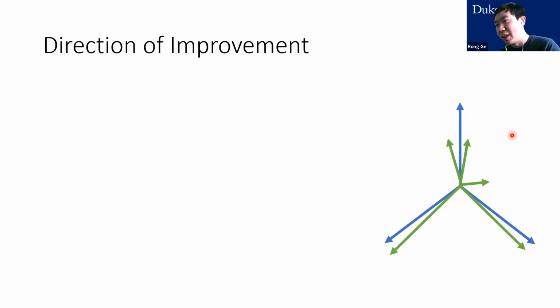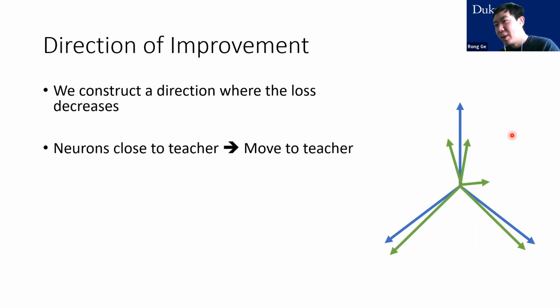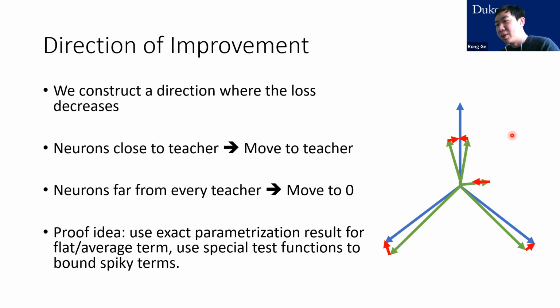So the only thing I'm going to say next is the proof basically constructs a direction of improvement. We construct a direction where if we move in this direction, the loss will decrease. So if a neuron is close to a teacher neuron, we just move that to the corresponding teacher. If a neuron is far away from every teacher, we just try to move it to 0. Eventually, we are going to use the exact parameterization result for the average term, and we will design some special test functions to bound the spiky terms. And after bounding both terms, we will be able to show that this is a direction of improvement.